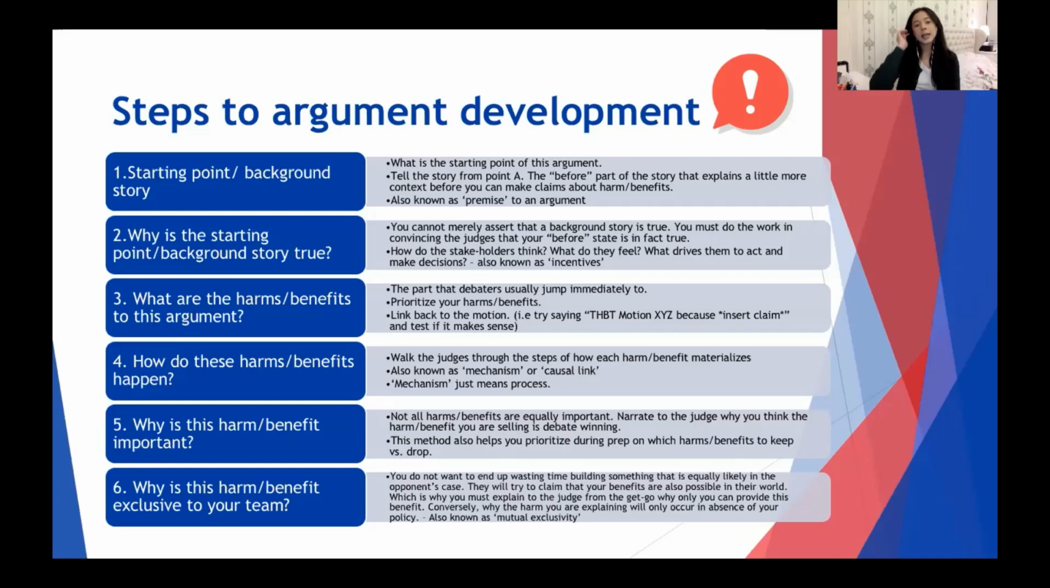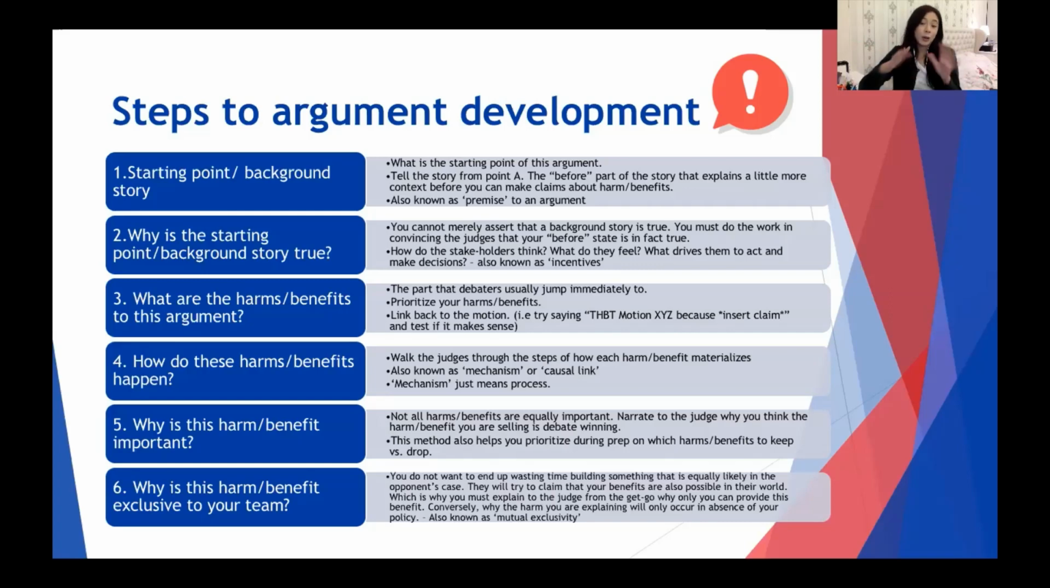Fourthly is, how do these harms or benefits happen? A lot of the time debaters make the claim of the argument without wanting to paint a picture for the judge. How do those benefits and those harms happen? Walk the judges through them step by step. This is where you also hear words like, the judges felt like you didn't provide any mechanism or any causal link. You didn't mechanize your argument.